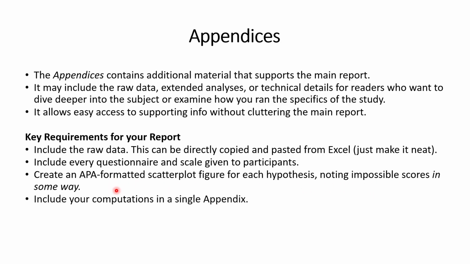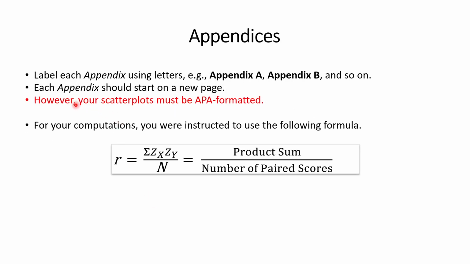Then you include your computations in a single appendix, and this is quite critical. Make sure you label each appendix using letters, so appendix A and B and so on. This just helps with APA formatting. Each appendix should start on a new page, and your scatter plots have, as much as possible, to be APA formatted figures. You can look at the APA style website for this, and we also have the APA cheat sheet later on with relevant links for you.